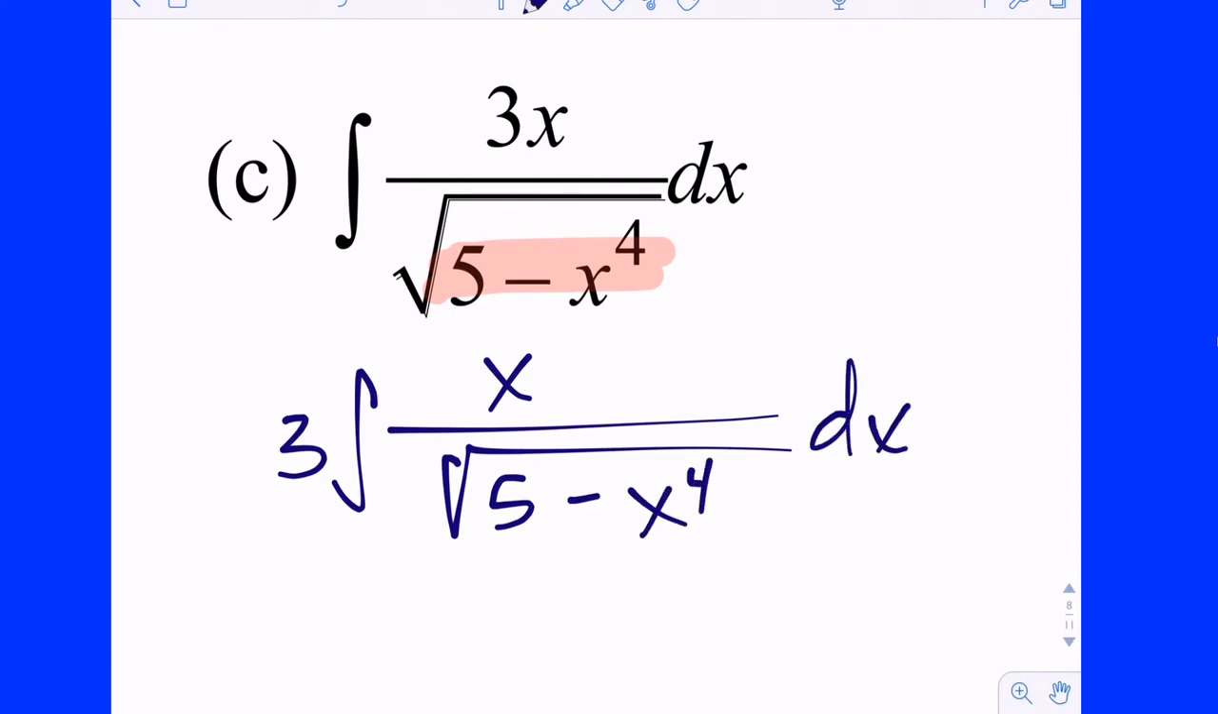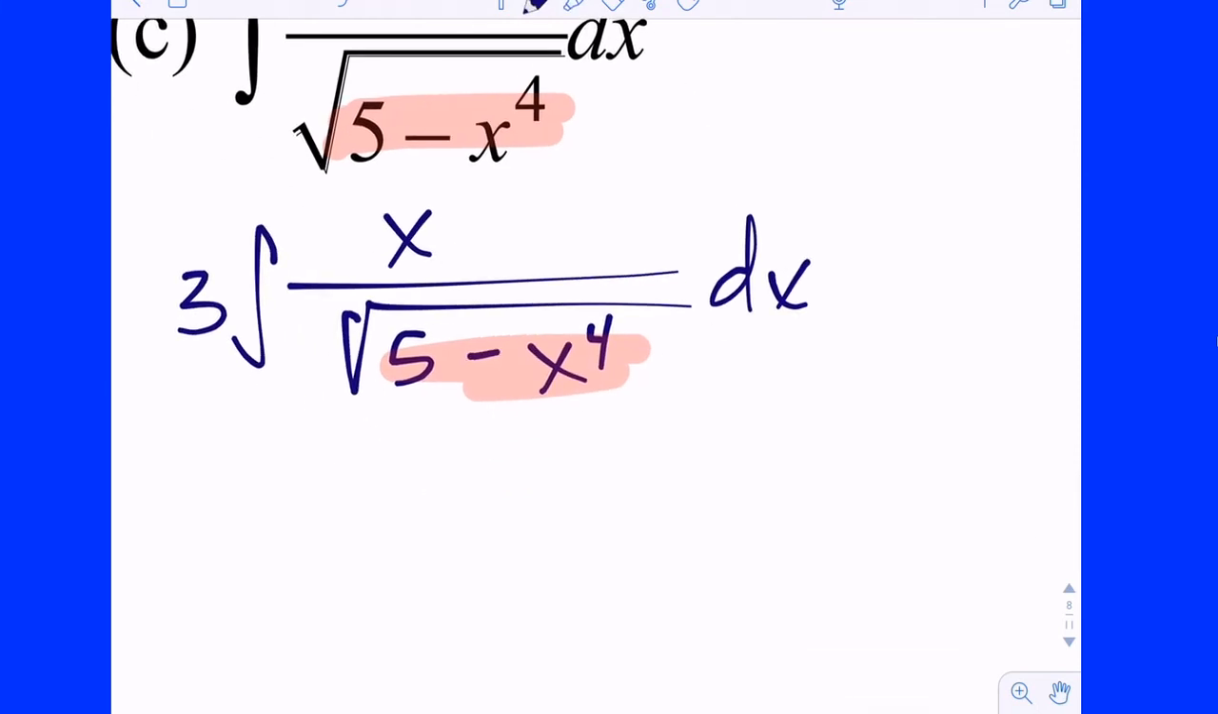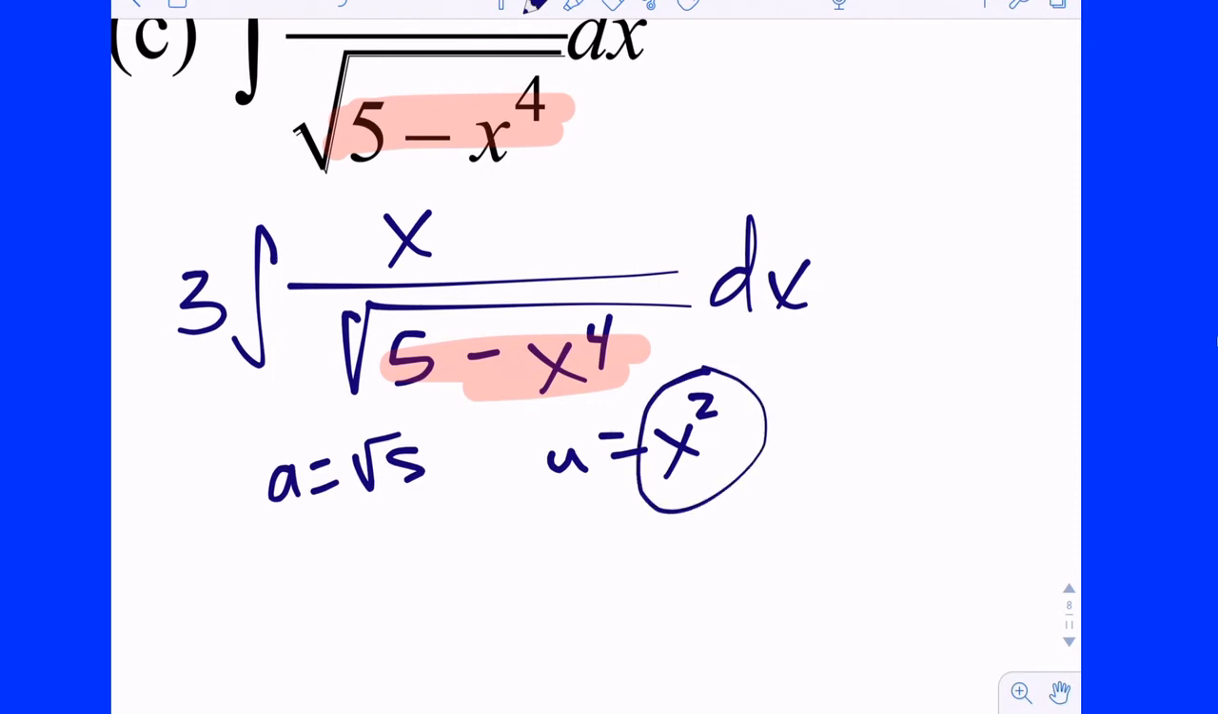Thank you. Okay, so part C now is pretty much a foregone conclusion in light of our analysis from part B, right? We know that the derivative of that is 4x cubed. We're off by an x squared in the top. We tried an arc sine. A was the square root of 5. U is x squared. The derivative of x squared is 2x. So now we can do it.